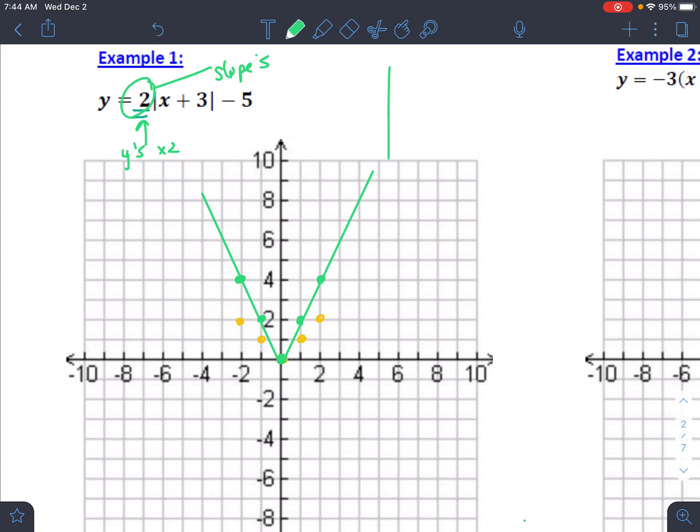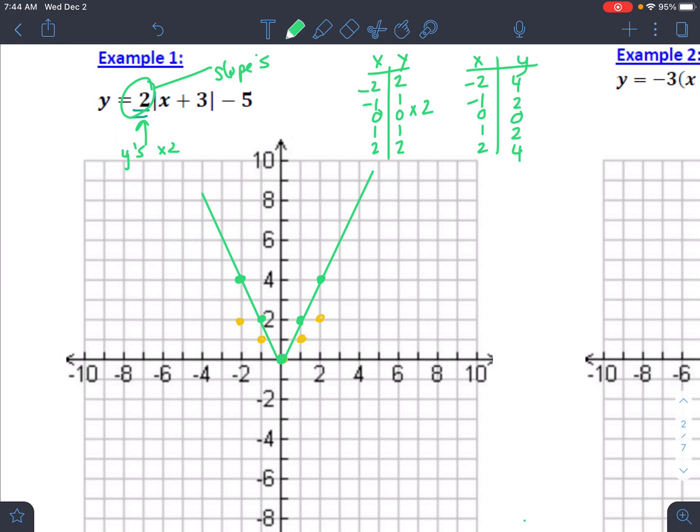Again, if you want to look at this from a table perspective, here are my original points. I took all of these and multiplied by 2. So my new table was: keep the x values, and I got 4, 2, 0, 2, 4. And that's what I just graphed.